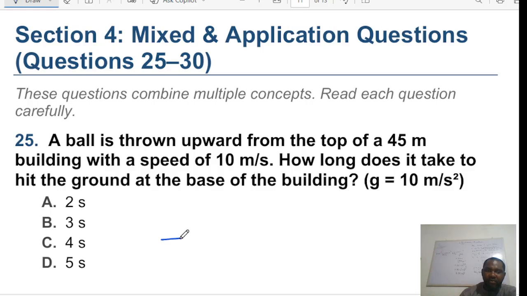Quite easy. Now the ball starts from the top of the building. The height of the building is 45 meters, don't forget. And the stone is thrown upwards, and the initial velocity is 10 meters per second. So it gets to the maximum height, and it comes down to the base of the building. So quite easy. So the time it takes.